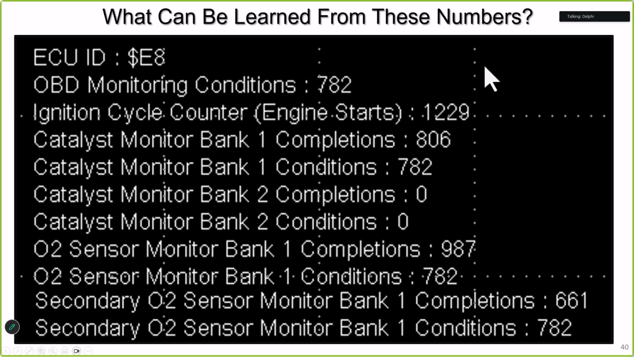Okay, here's one we can learn something from. This vehicle looks pretty healthy. 782 on the conditions. 782, 782, 782. CAT looks good. O2 looks good. Rear O2 is a little lower, but it looks good. It also shows the theory that the O2 does not always have to complete for the CAT to complete, and I'll show you this coming up. But this is what I call a healthy vehicle. This should be a very easy vehicle to run.